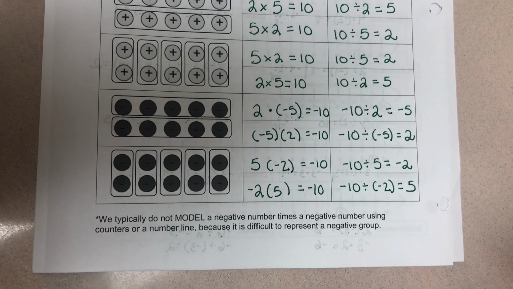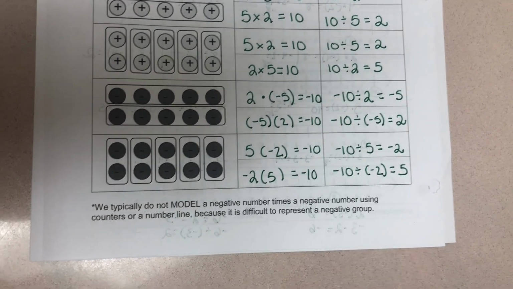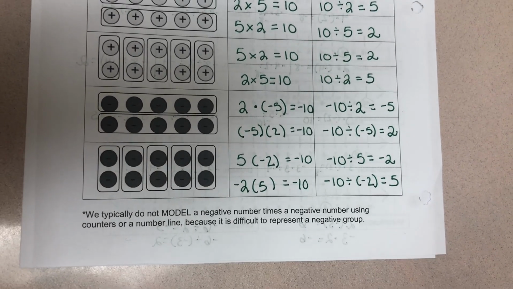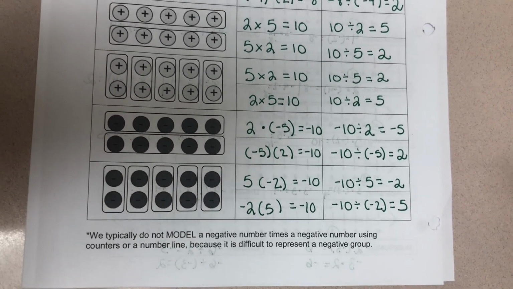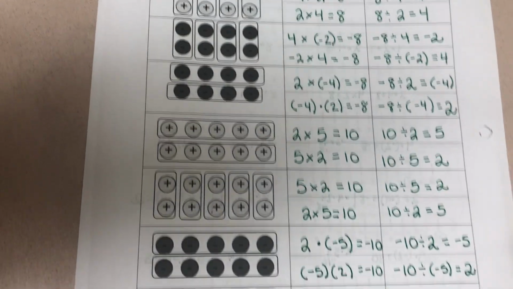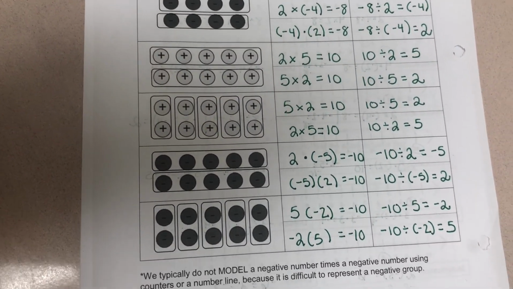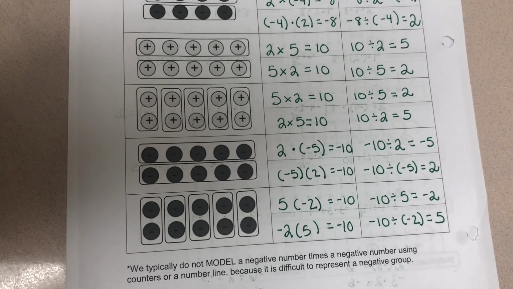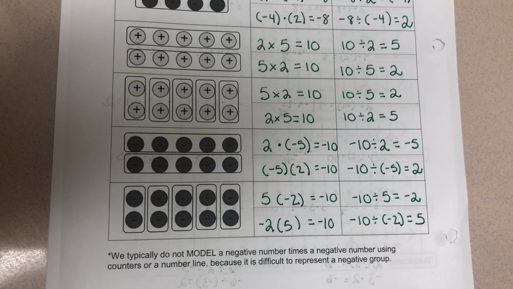You may have noticed here that we never did a negative times a negative, because I mentioned earlier it's very hard to model a negative group. So whenever you see it on paper, like on a standardized test like the SOL, the number of groups is going to be represented positive because it's very difficult to draw a negative group.